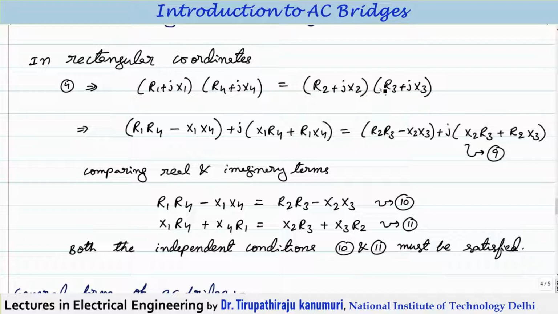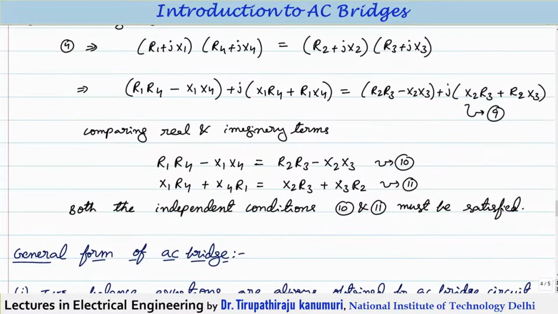Similar is the case this side also: R2 into R3 minus X2 into X3, because J square is equal to minus 1, plus J of R3 X2 and X3 R2. So same thing I have written here. Let us take this as equation number 9. Again, I can compare the equation on both sides, that means real components and imaginary components. So the real components R1 R4 minus X1 X4 will be equal to R2 R3 minus X2 X3. Similarly, the imaginary component X1 R4 plus X4 R1 is equal to X2 R3 plus X3 R2.